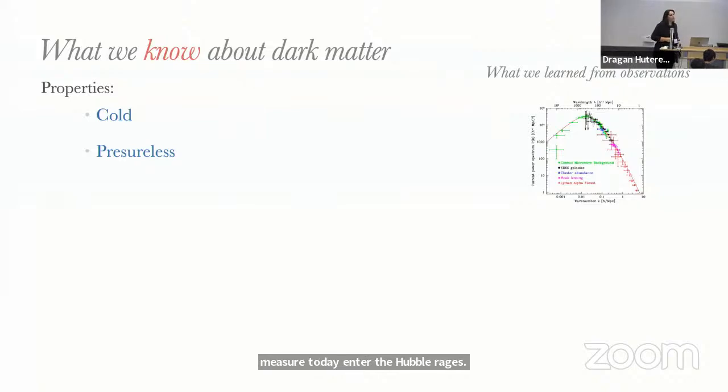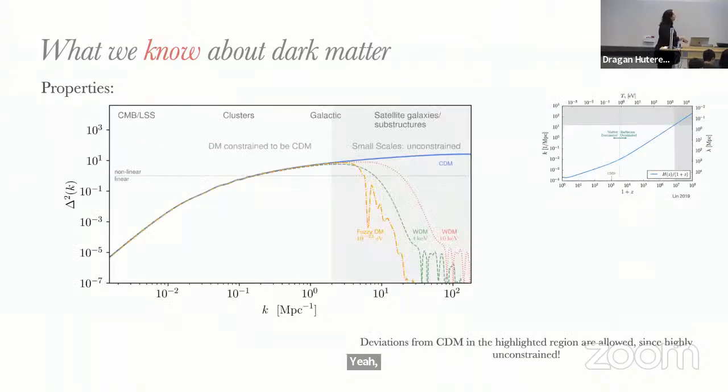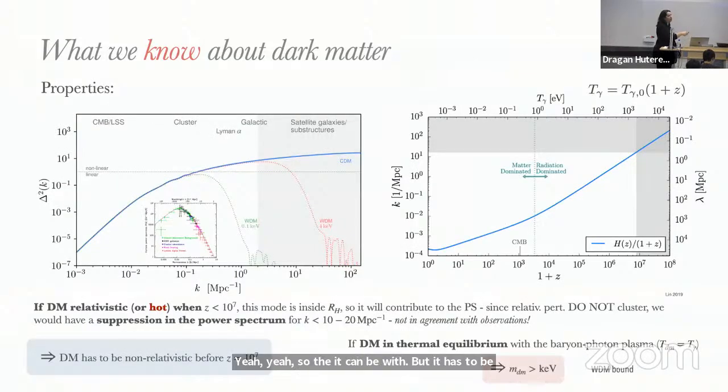So today you were saying the dark matter is being cold. Yeah, or if it is warm, it's like better than clear. Yeah, so it can be warm, but it has to be bigger than keV. Like 1 keV? 1 keV, roughly. Yeah.